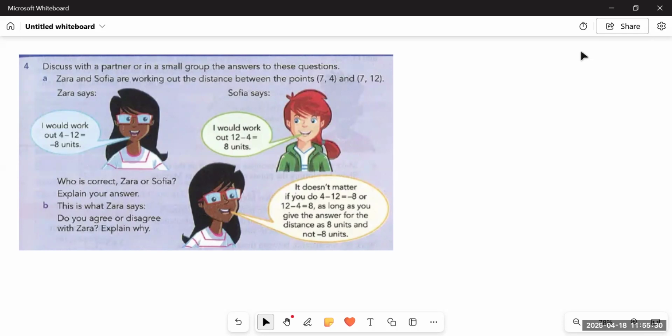And if we talk about Zara's second statement, that it doesn't matter if you do 4 minus 12 is equal to minus 8 or 12 minus 4 is equal to 8, as long as you give the answer for the distance as 8 units and not minus 8. For this statement, Zara is absolutely correct. As long as the answer given is positive, it doesn't matter which way you do the subtraction. It is usually easier, however, to do largest number minus smallest number as Sophia did it. So your answer when giving the distance should be positive and not negative. That's the basic thing that you have to understand.